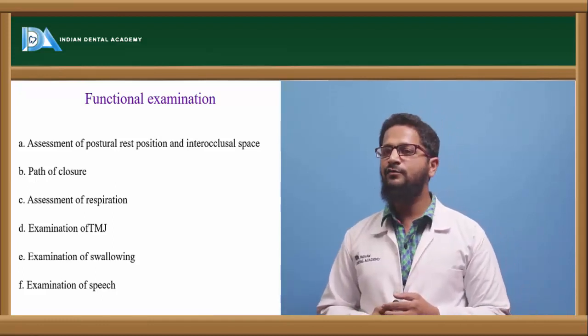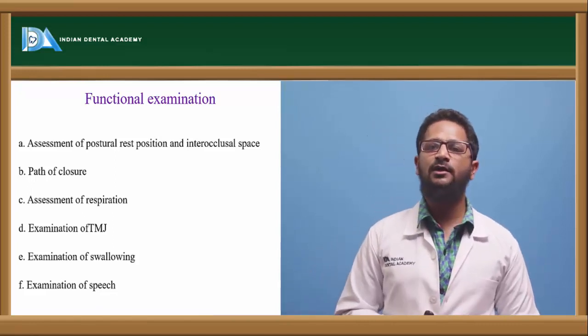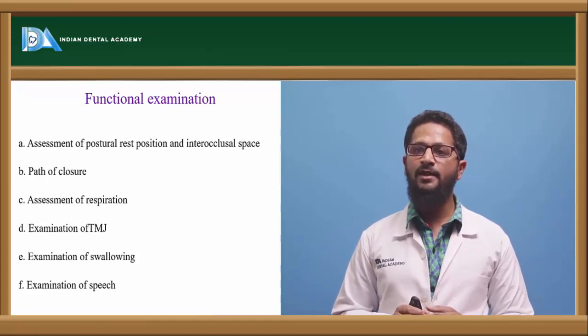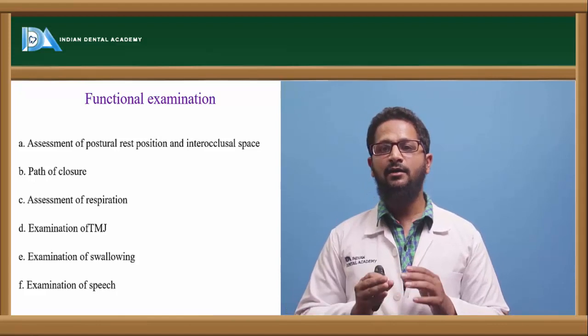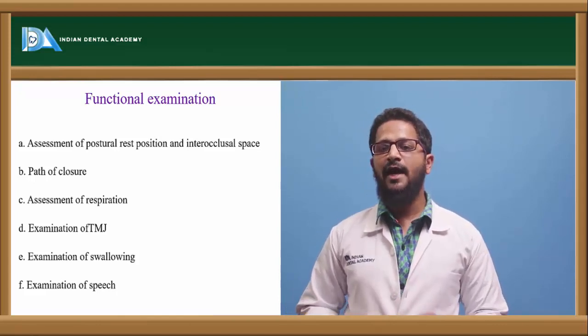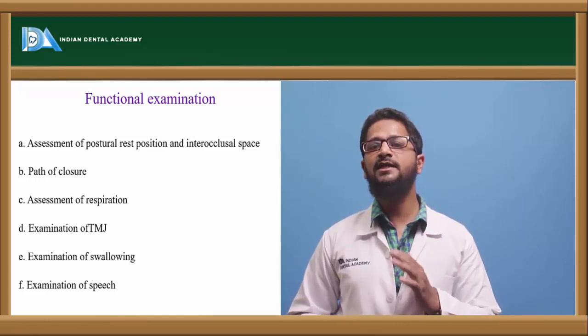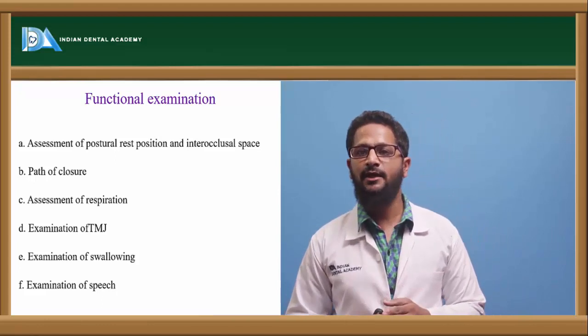First is assessment of postural rest position and interocclusal space. What is this postural rest position? Postural rest position is that position of the mandible when the muscles which close and open the mandible are at rest. They are at minimum contraction. At this position, there occurs a small space between the upper and the lower teeth. This is called the interocclusal space. Normal interocclusal space is 3 mm at the canine area.